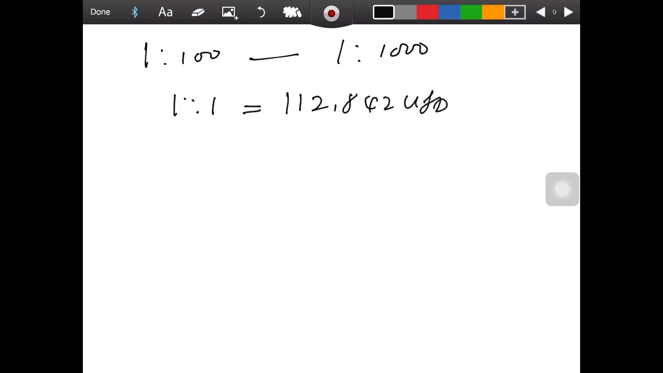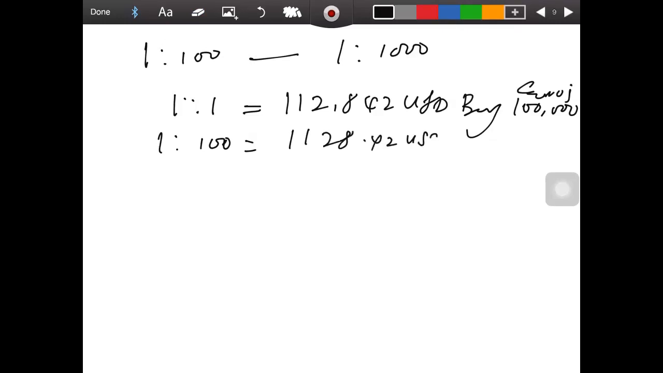Okay, let me give you another example. Leverage can range from 1 to 100 to as high as 1 to 1,000. Okay, so with a leverage of 1 to 1, it means the broker is not lending you any money. You need 112,842 USD to buy 100,000 euros. Okay, now if the broker gives you 1 to 100 leverage, you only need here 1128.42 USD.